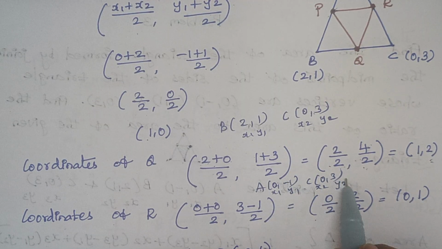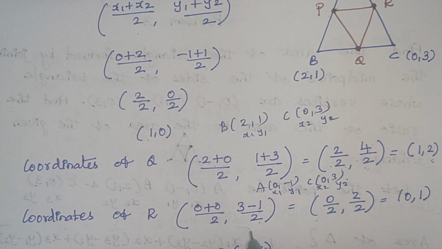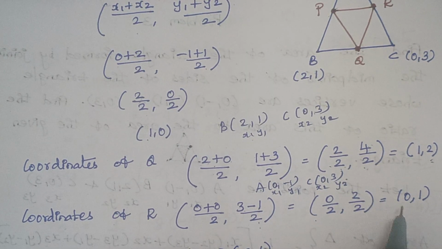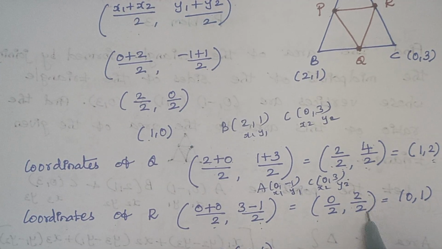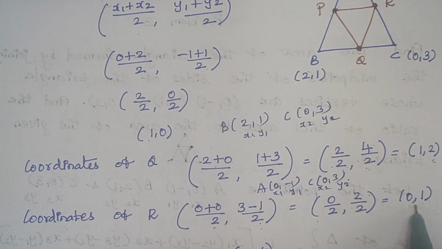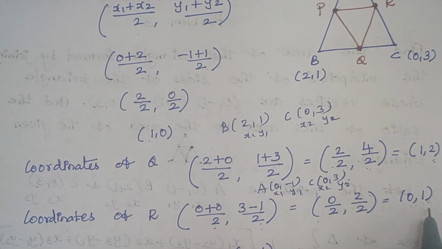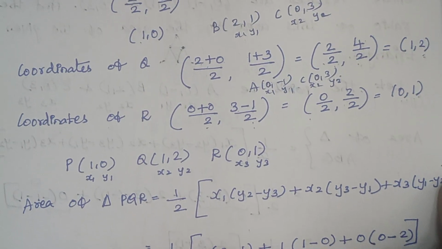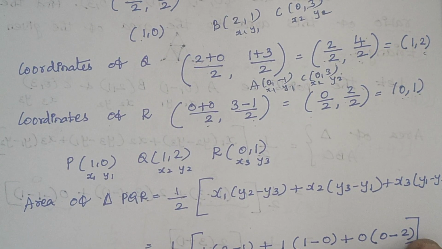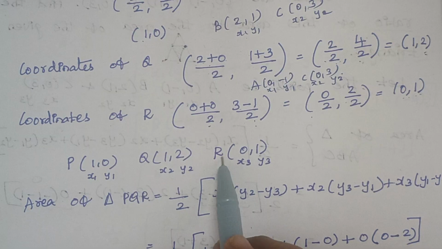Plus minus 1 plus 3 by 2. So this is what I have written as 3 minus 1 by 2. Both are same. So 0 by anything is 0 and 3 minus 1 is 2. So finally the answer is 0 comma 1, right? 2 by 2 gives 1. So we have calculated the value of the vertices of the smaller triangle. So this is P and this is Q and this is my R.